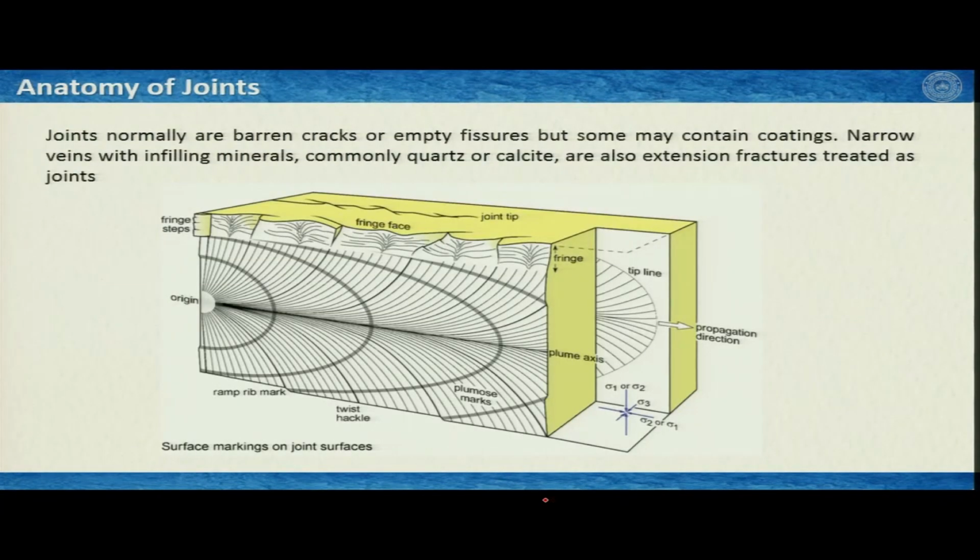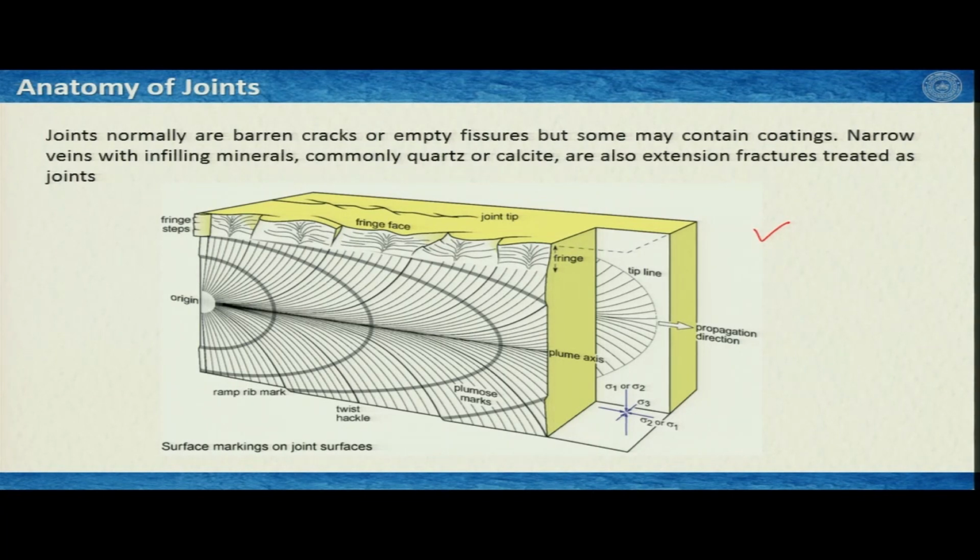So, here is an illustration that shows what are the different features that you expect on a joint surface. Joints normally are barren cracks, so you'll see just a cracked surface, but with a lot of interesting features. Or it could be an empty fissure, but some may contain coatings. Narrow veins with infilling minerals, commonly quartz or calcite, are also extension fractures, and you can treat them as joints.